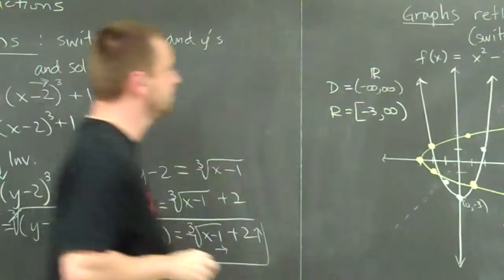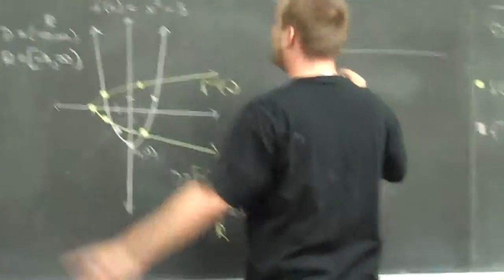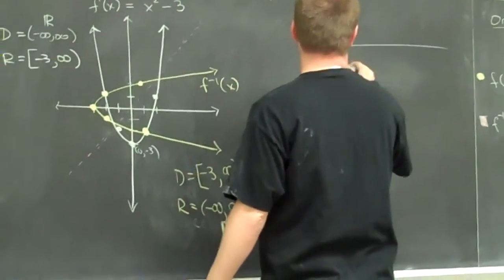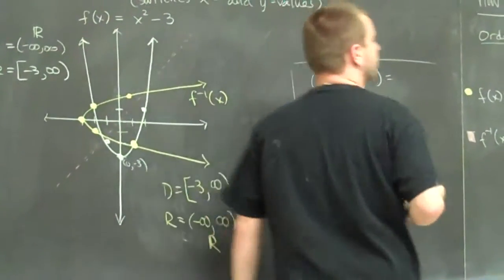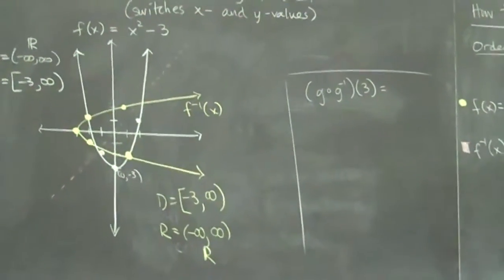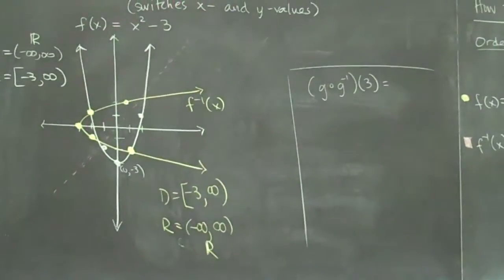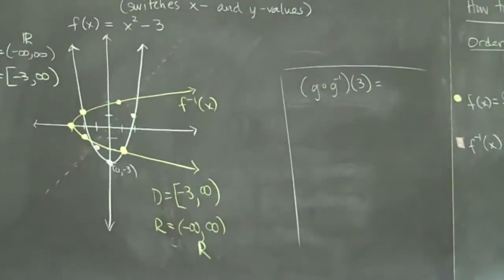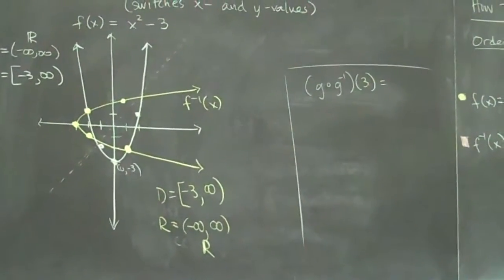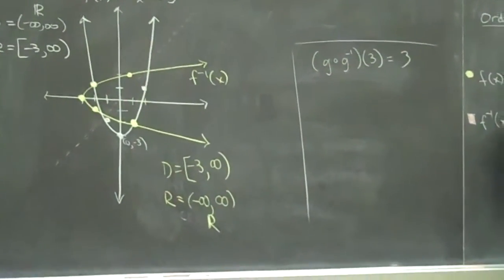All right, let me ask you this. With those functions, what's g composed with g inverse of 3? 3. They're inverses. They cancel each other out. I'm going to get 3. That's all you got to say. That's the point of inverses.